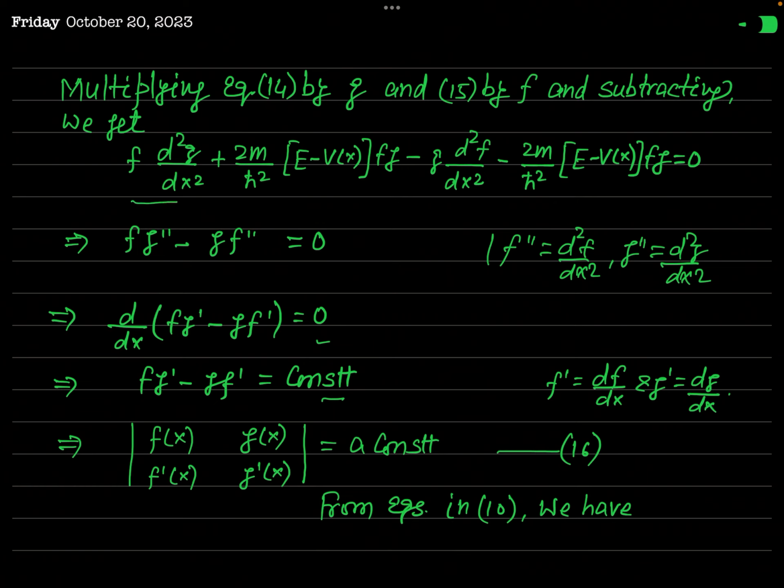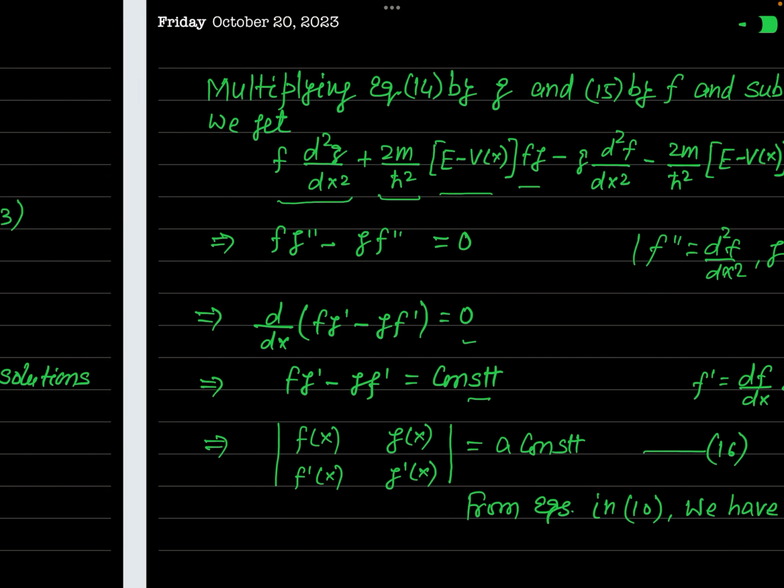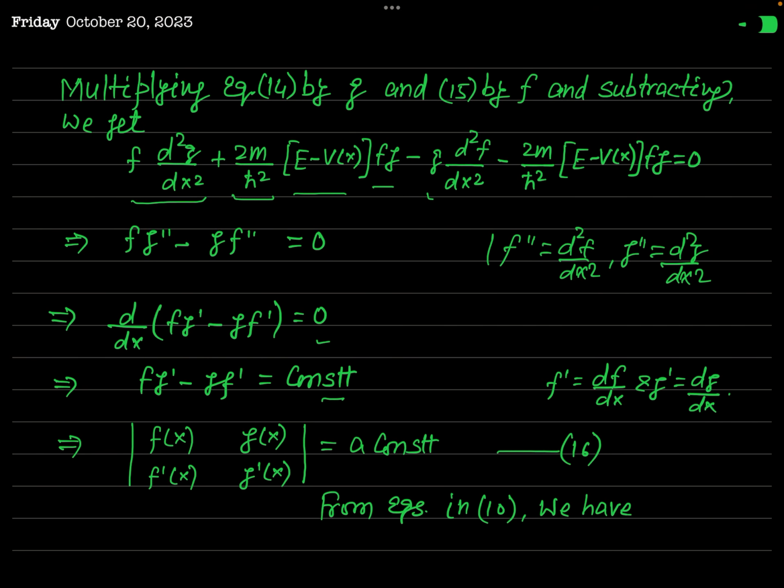I have multiplied the second equation by f, so this is f times d2g by dx square plus 2m over h bar square E minus V of x times fg. And equation 14 is multiplied by g and subtracted, so this will be minus g times d2f by dx square minus 2m over h bar square E minus V of x fg equal to 0. Now you can see these two terms will cancel out, both are same but sign is opposite. So the remaining terms are the first term and this third term.